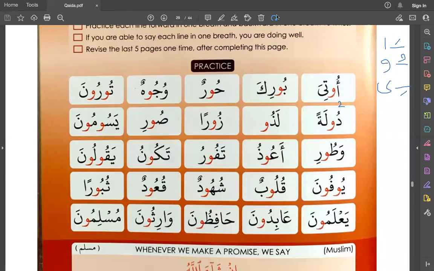Okay, so we are moving to the next section, and that is the practice of it.